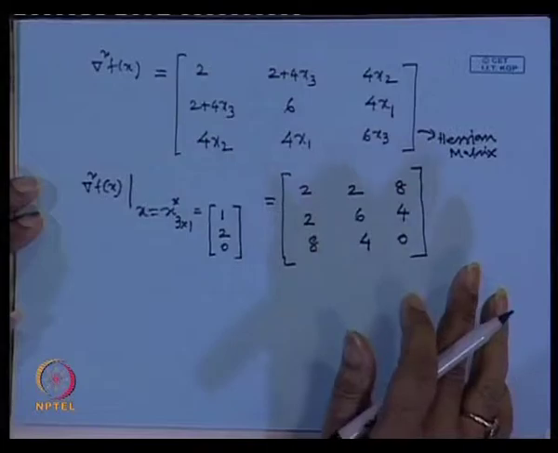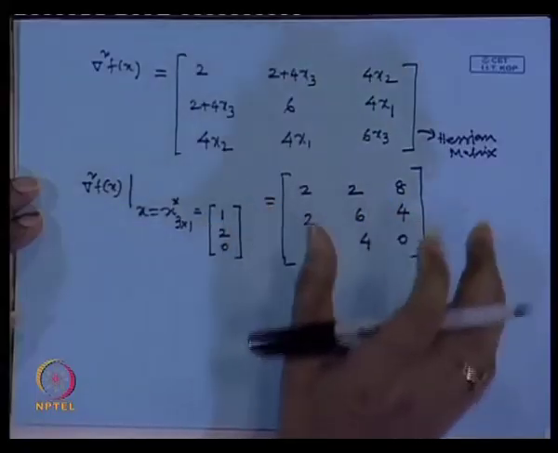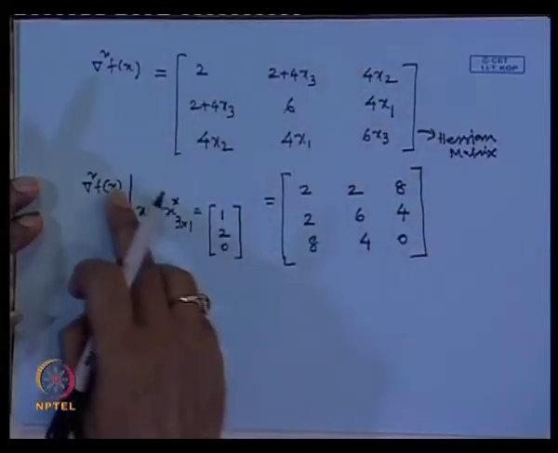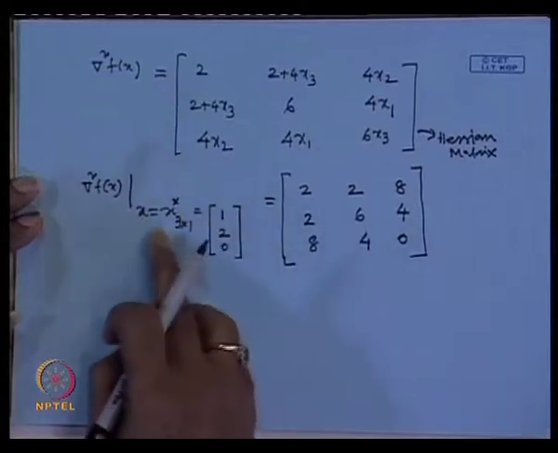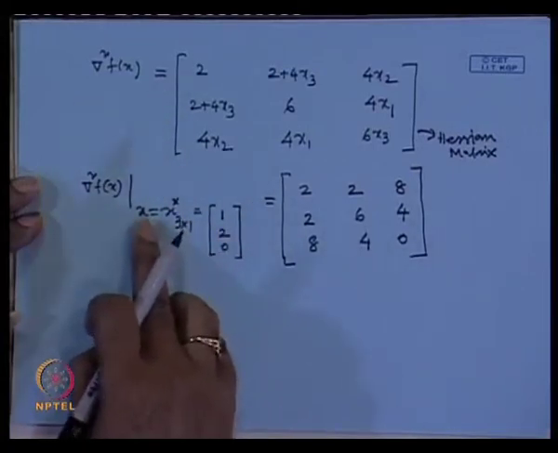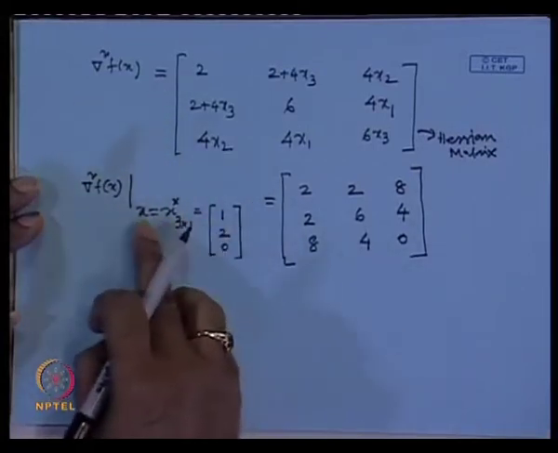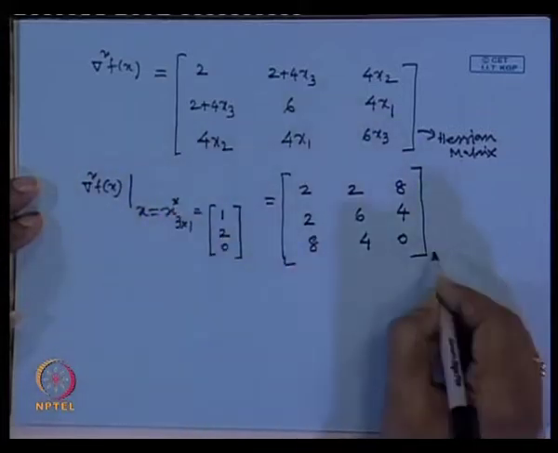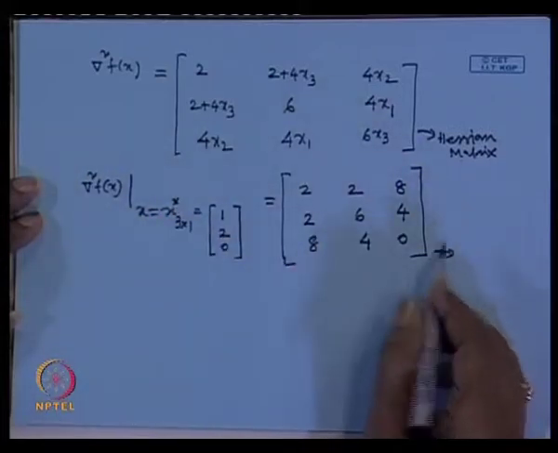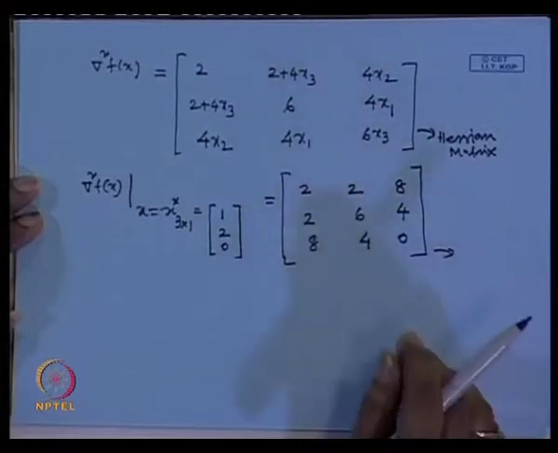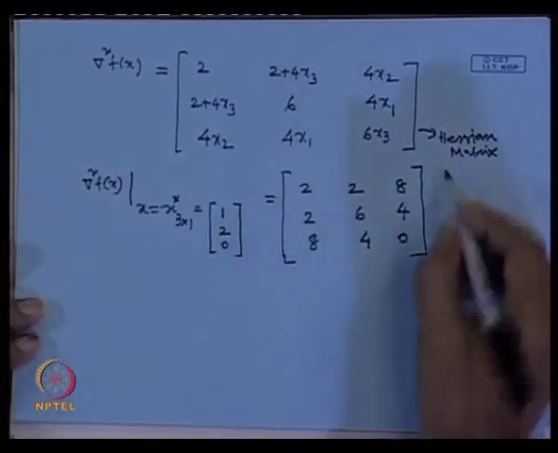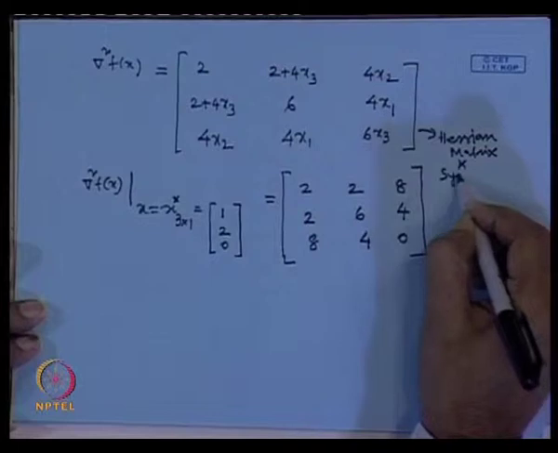That means, if you differentiate the gradient of a vector once again with respect to x, that matrix you will get is a Hessian matrix. For this particular example, at the point x*, which is (1, 2, 0), this is our Hessian matrix, and it is a symmetric matrix.